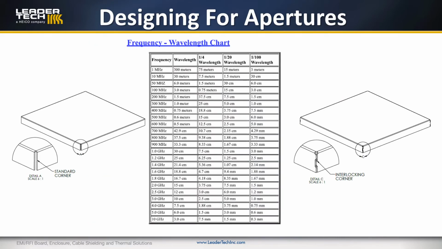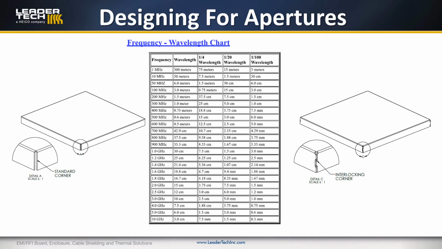In this slide, I've got a couple of basic shields. They're just one-piece boxes, as simple as it gets. And what I'm trying to show here is designing for apertures. When we talk about EMI shielding, we're trying to reduce the linear aperture. So if you look at the frequency wavelength chart in the center here, let's look at 5 gigahertz frequency and go over to the right to the 1/20th wavelength column. So you can see the maximum allowable opening is 3 millimeters.